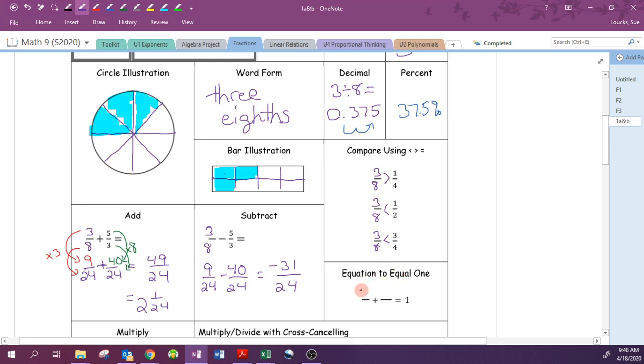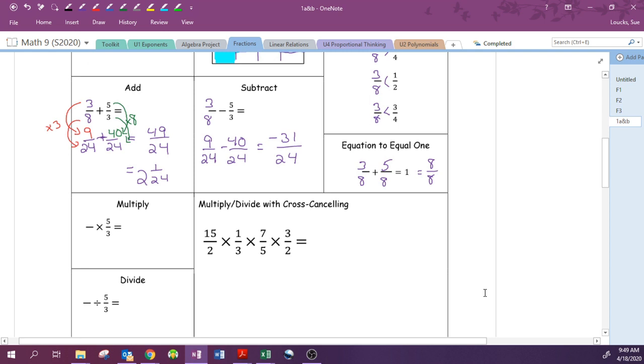And over here we have 3 over 8. And what would you add to that to get 1? Well, you actually would add 5 over 8. Because what that gets you is 8 over 8, which equals 1. Okay?